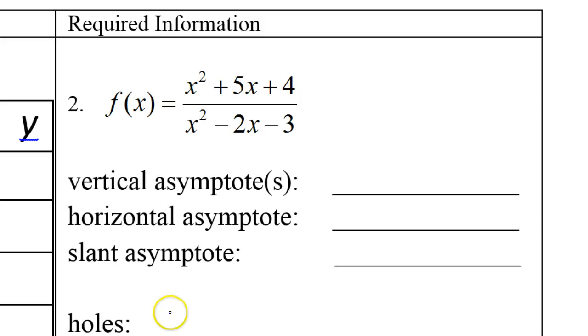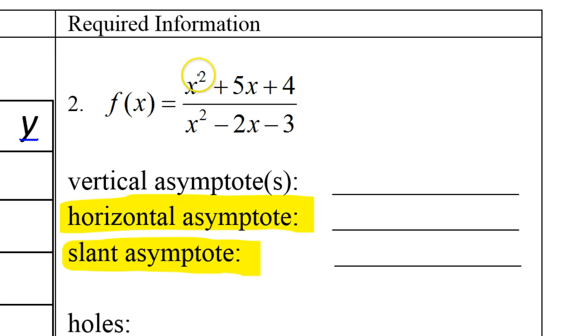Alright, we're being asked to find a lot of different things, but you know what I like to do first? I like to do either the horizontal asymptote or the slant asymptote. These are kind of a pair because you can't have both. You're either going to have a horizontal asymptote or a slant asymptote, and it all depends on the degree. So let's go ahead and deal with these two right now.